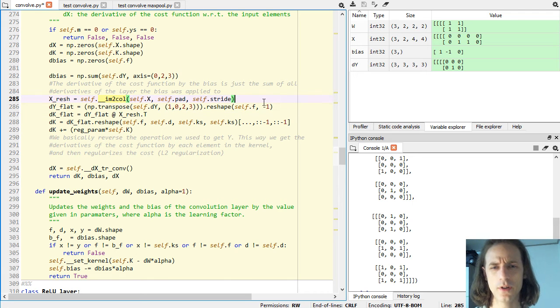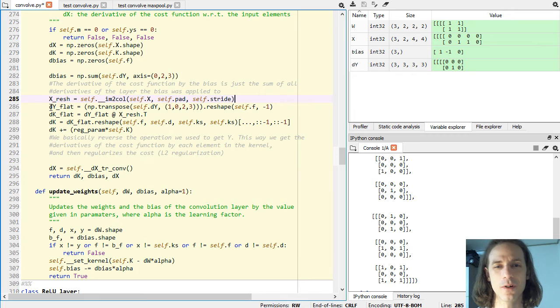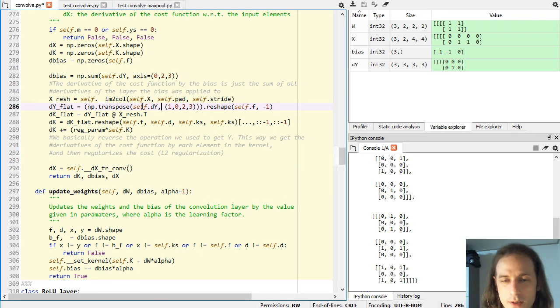And here, what I'm going to do is get this x and reshape it, and then I will flatten the dy, so the derivative of the cost function by the output elements. How do I do that? I just transpose the dy, so I mix up the first 2 axes. So if you remember how we did the convolution, in the end we had to change the axes.